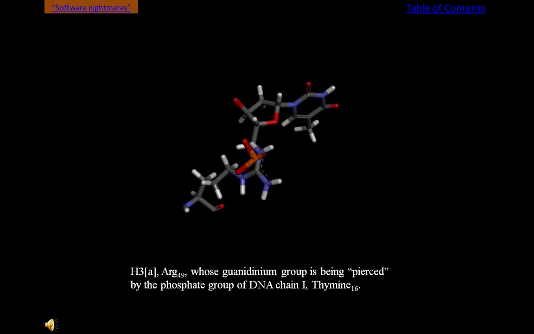I'm bringing the error to your attention because I know that among the people who look at this new histone structure will be experienced virtual modeling scientists, and I don't want them to find the error and imagine that I missed it.